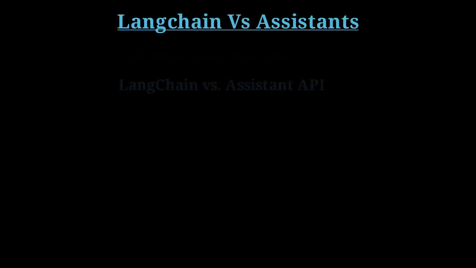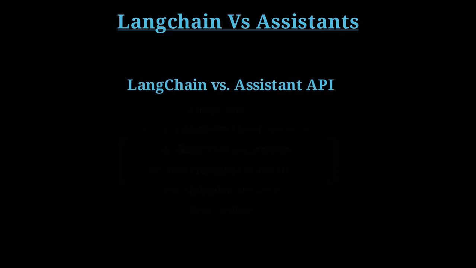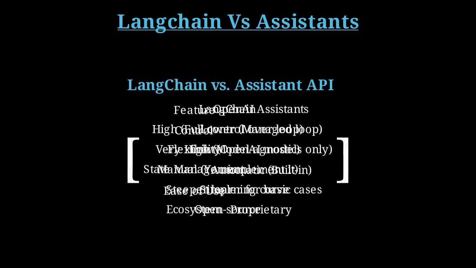So, when should you use LangChain versus the OpenAI Assistant API? LangChain is an open-source framework, giving you maximum flexibility and control. It's model agnostic, so you can swap out GPT-4 for Claude or an open-source model. You have fine-grained control over every part of the agent loop and memory.